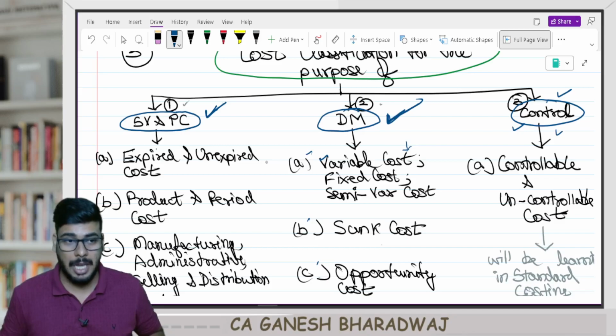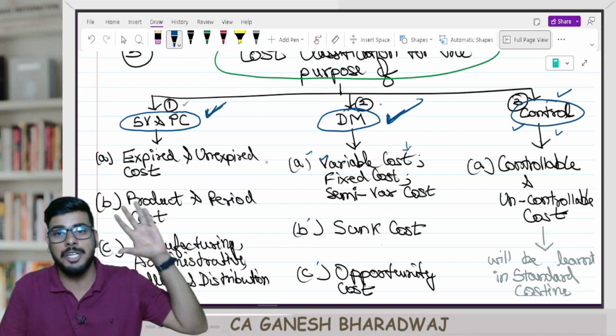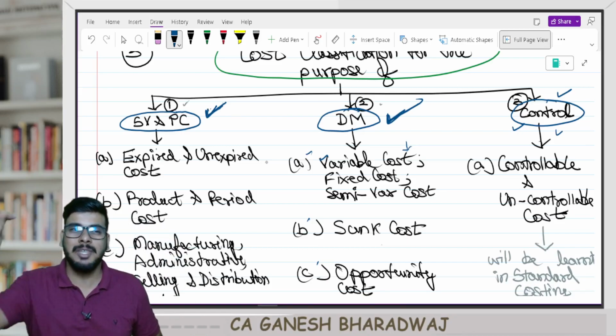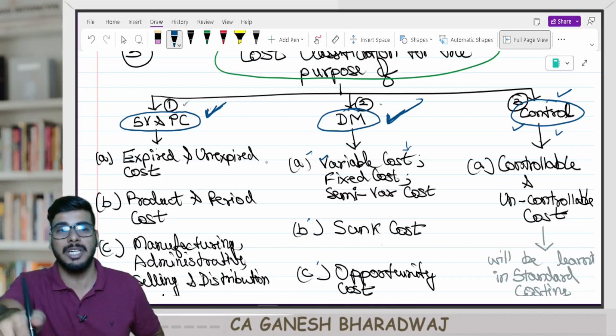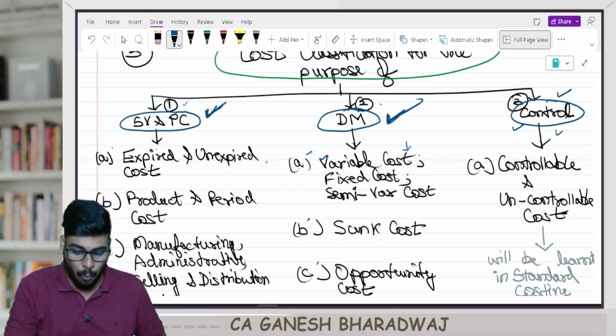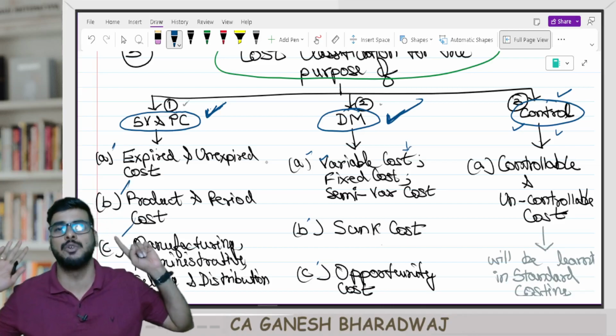This chapter helps us achieve the objective of stock valuation and profit computation. Now, from the perspective of this chapter, whether the cost is fixed or variable, I am not bothered. It should be looked at from the perspective of 1A, 1B, 1C, and 1D. Are you clear with this?